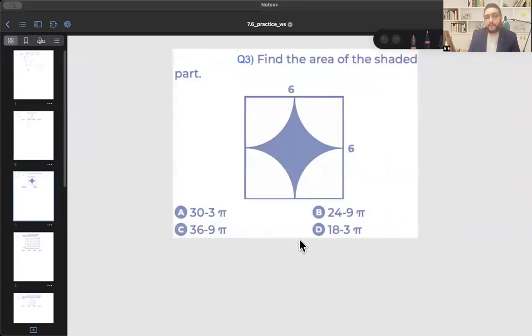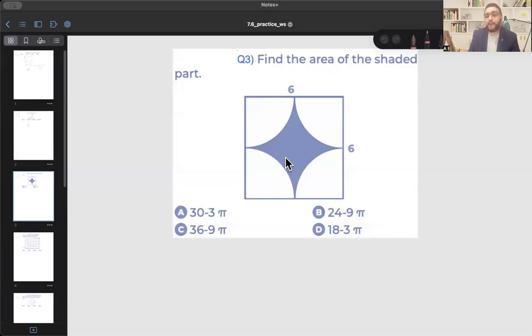For question 3, find the area of the shaded part. How can we find the area of the shaded part? You will just subtract the area of the bigger minus the area of the smaller. So the area of the bigger, this is a square. And you know that the area of the square formula is side times side. The area of the smaller represents 4 quarters. And you know that 4 quarters of a circle represent 1 circle. And you know that the area of the circle is pi r squared.